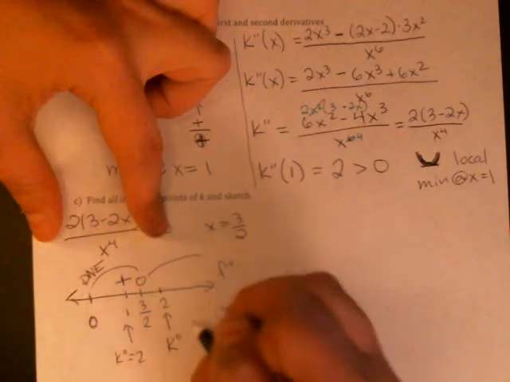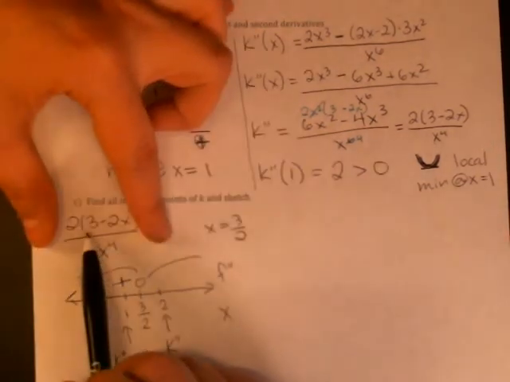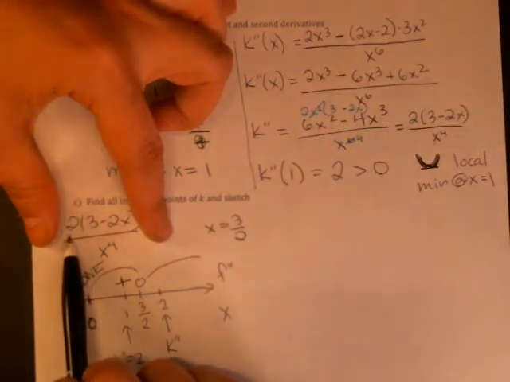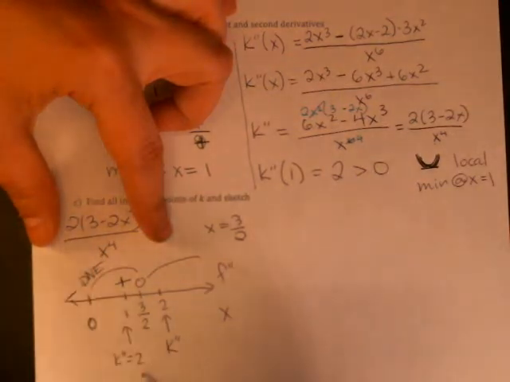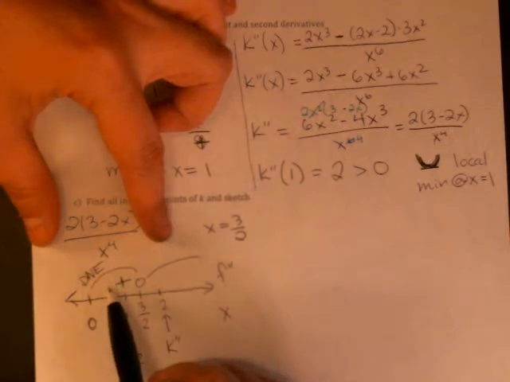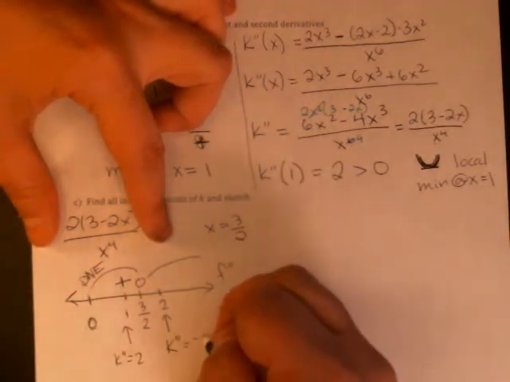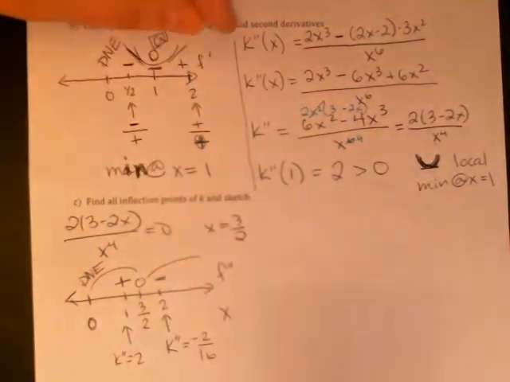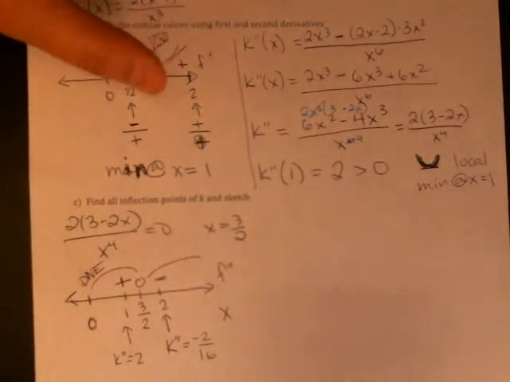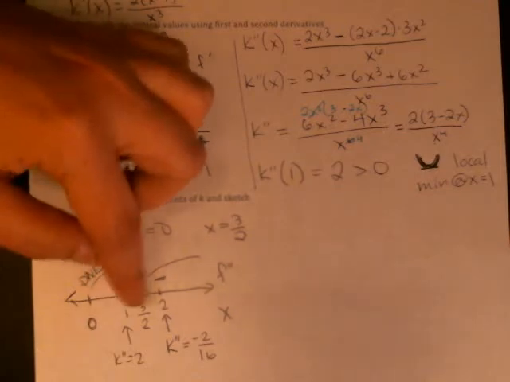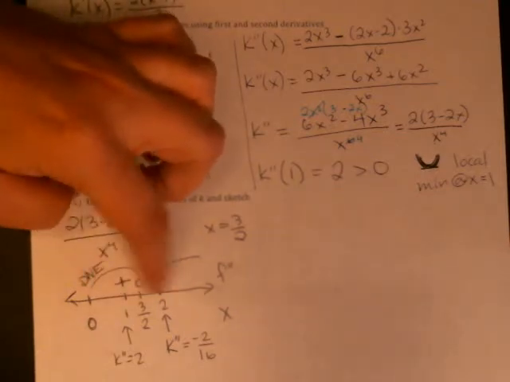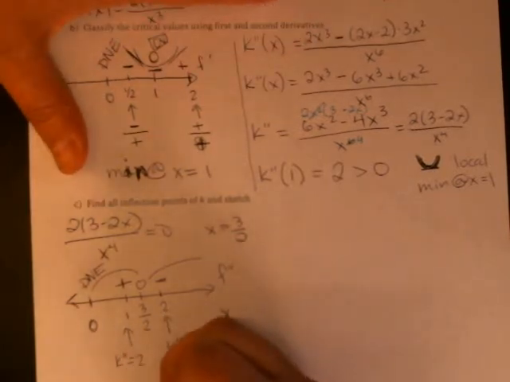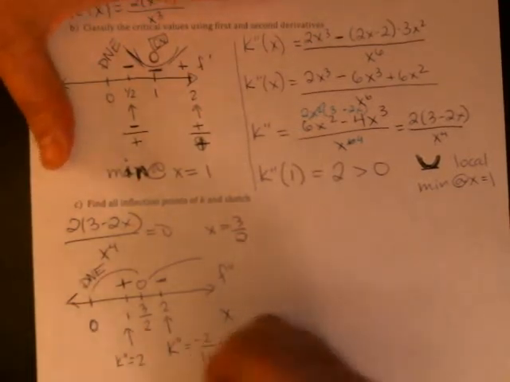And when we plug 2 into the second derivative, we get 3 minus 4. So negative 1 times 2, which is negative 2, over 2 to the 4th, which is 16. So we get negative 2 over 16, which is definitely negative. Okay, so we did change from concave up to concave down. The function changed from concave up to concave down, so that is an inflection point. There's an inflection point when x equals 3/2.